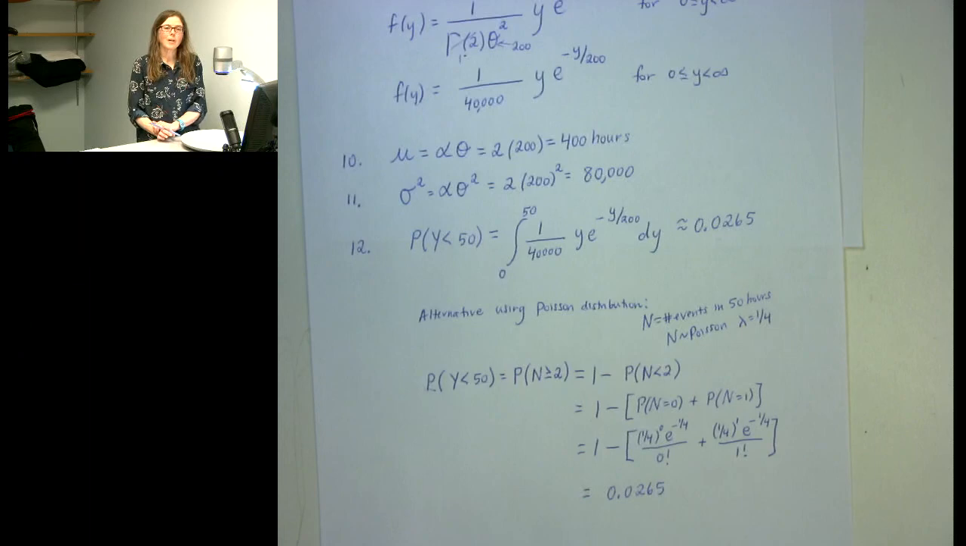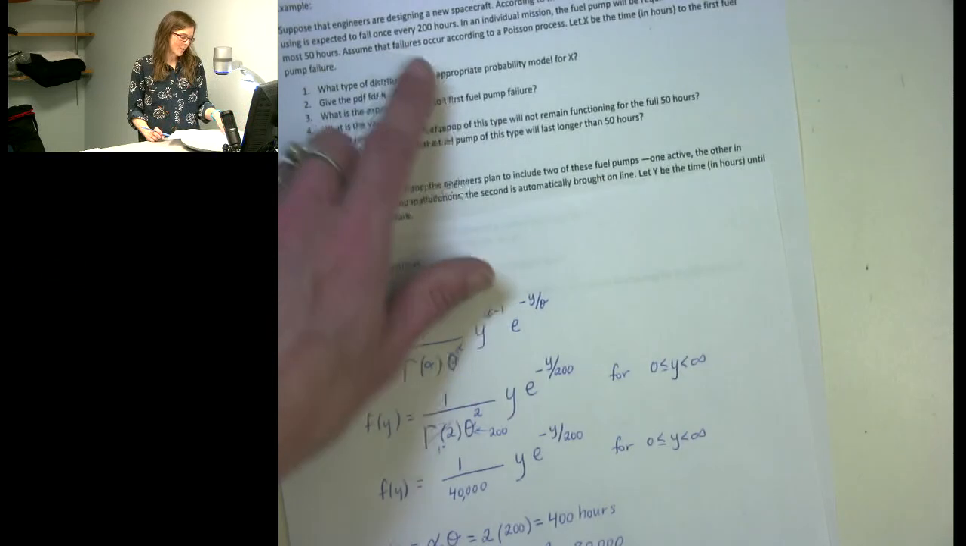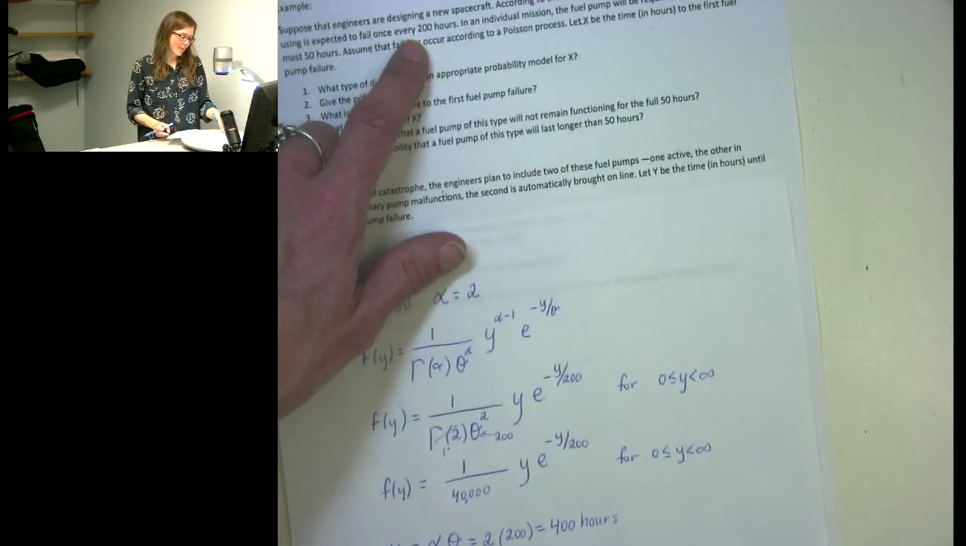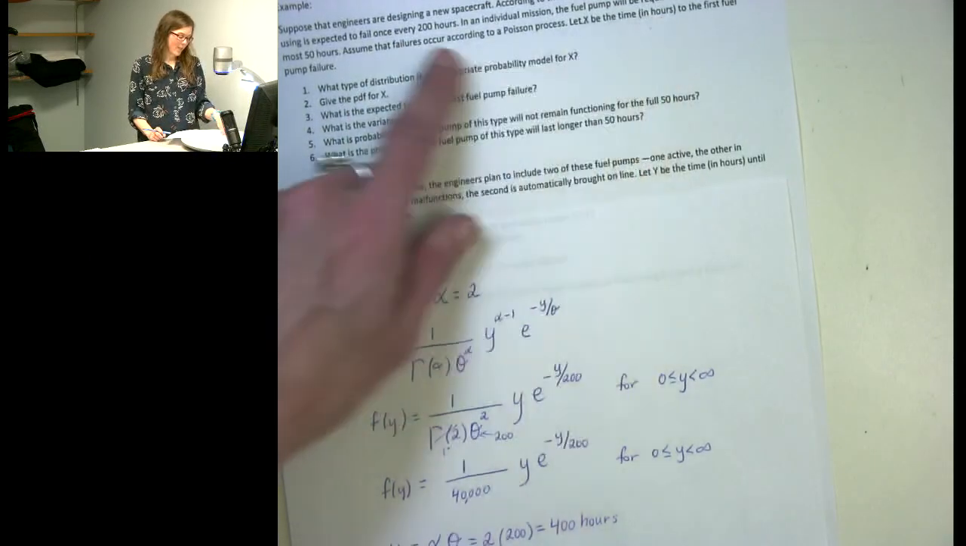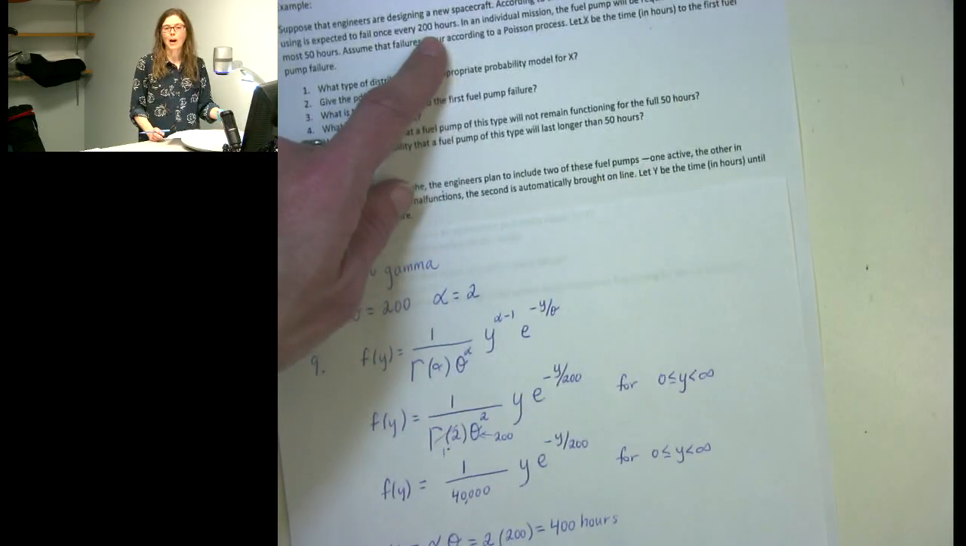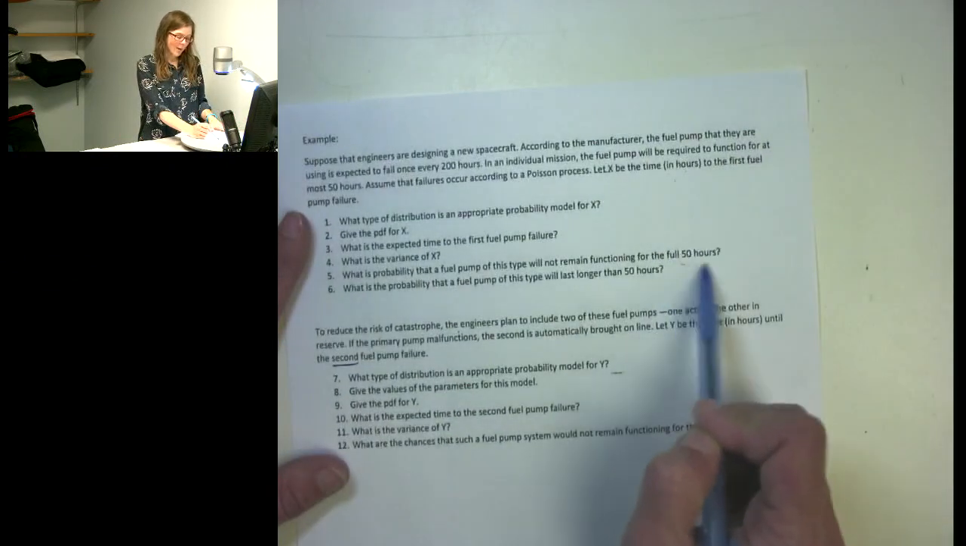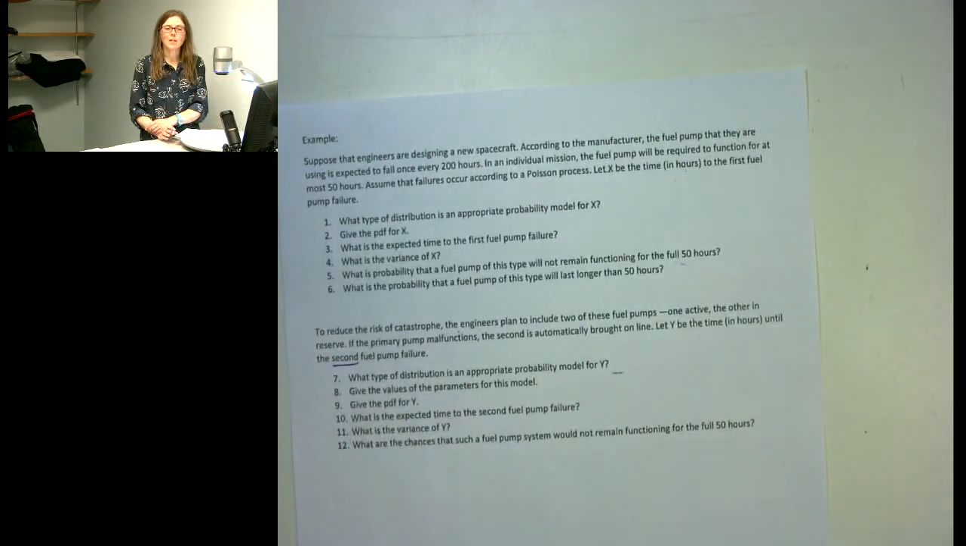The thing to be careful about is to remember that it depends on what units you're giving your Poisson in. Here it's failing once every 200 hours. If I'm interested in time in hours, I need to convert this lambda into how many failures would occur per hour, and then take the reciprocal to get my theta. If I'm looking at 50 hours and want to work with the Poisson distribution, I need to figure out the average number of failures for 50 hours, and that would be my lambda for that Poisson process.